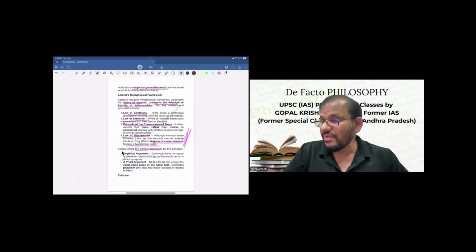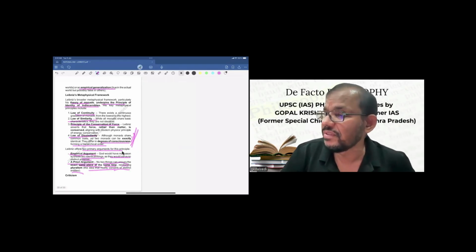Leibniz offers two primary arguments for this principle. One is an empirical argument and the other is an a priori argument. Empirical argument: God would have no reason to create two identical things as they would serve no distinct purpose. A priori argument: no two things can occupy the exact same place at the same time, reinforcing again his multiplicity or pluralism, the idea that reality consists of distinct entities.